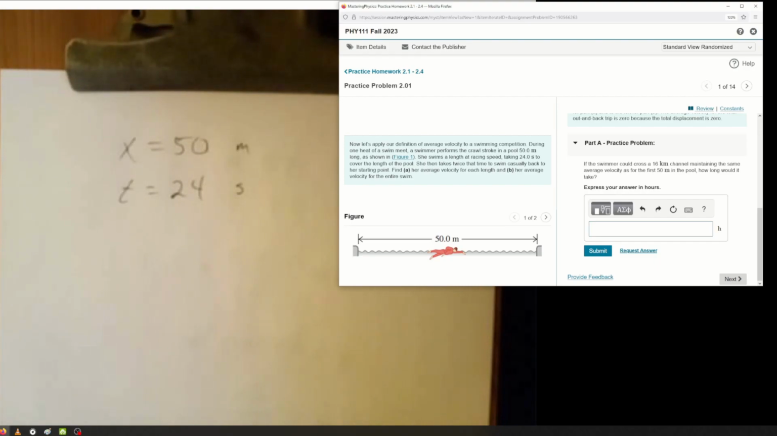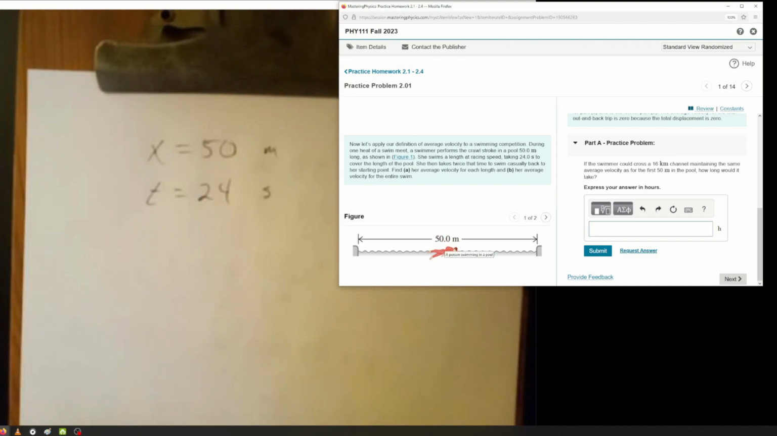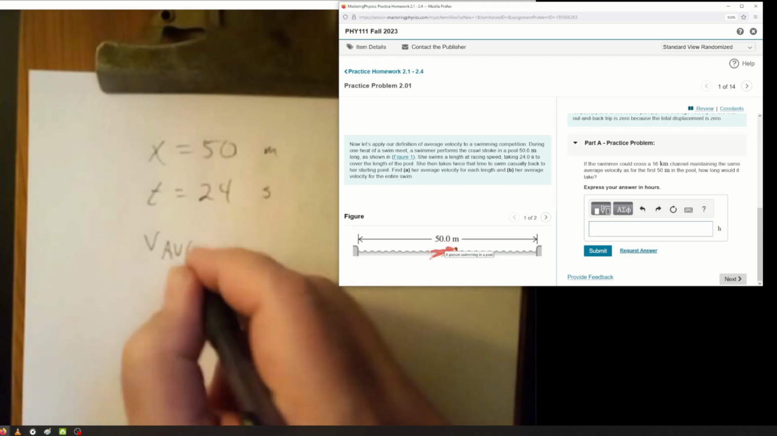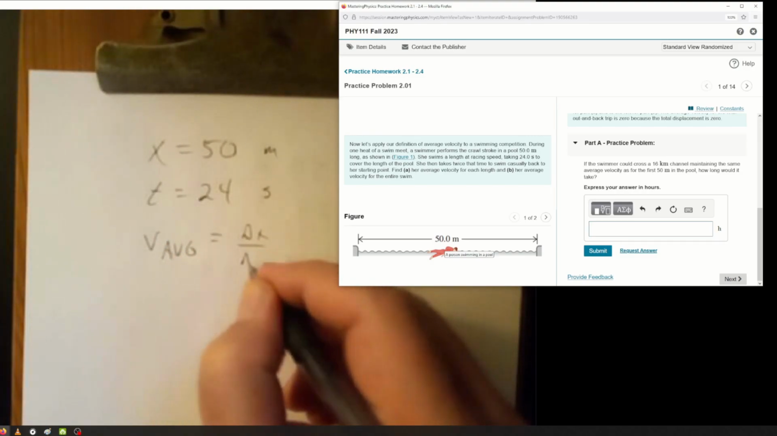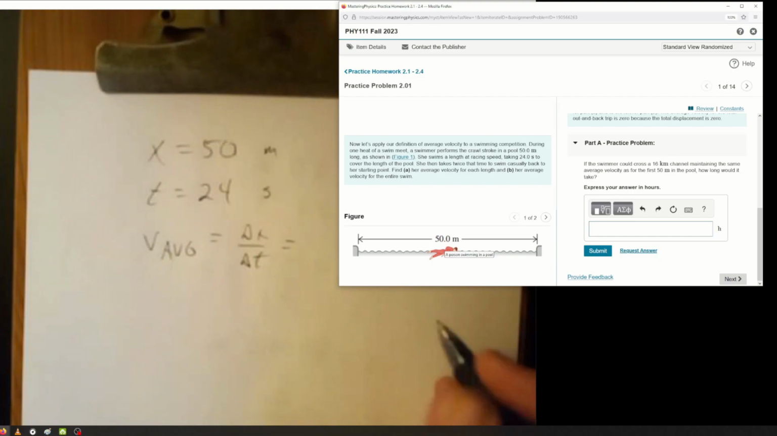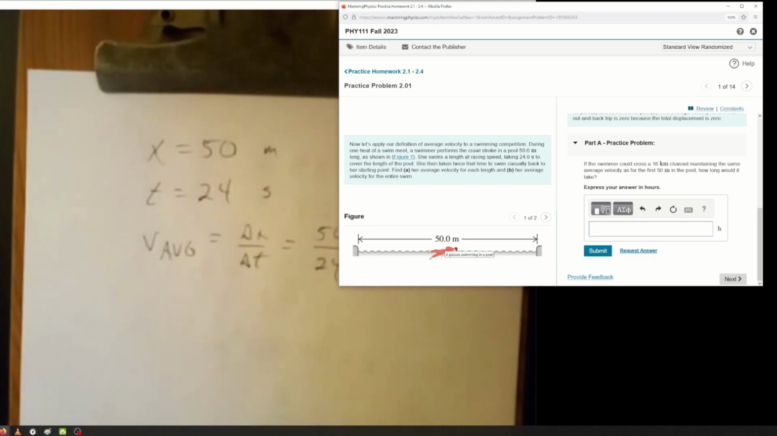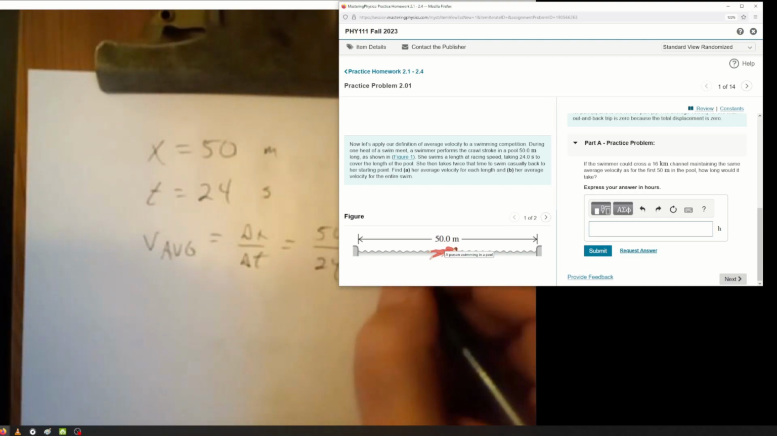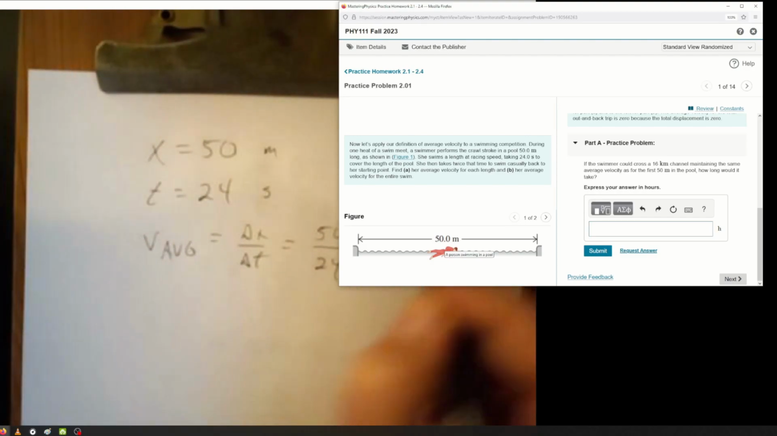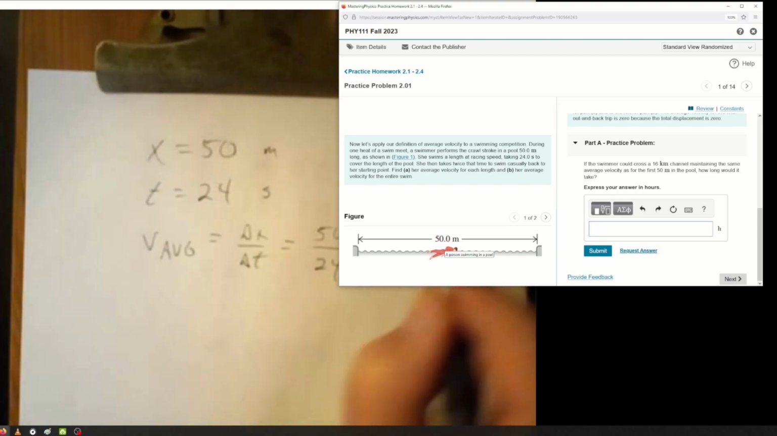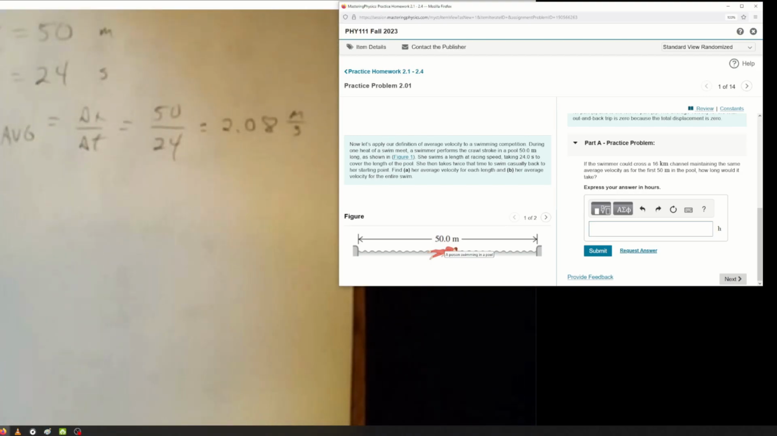Well, we need the average velocity for the first 50 meters, and that's going to be our algebra expression. This is change in x over change in time. So we're changing a distance of 50 over a change of time of 24. And get the calculator. So there is our average velocity.